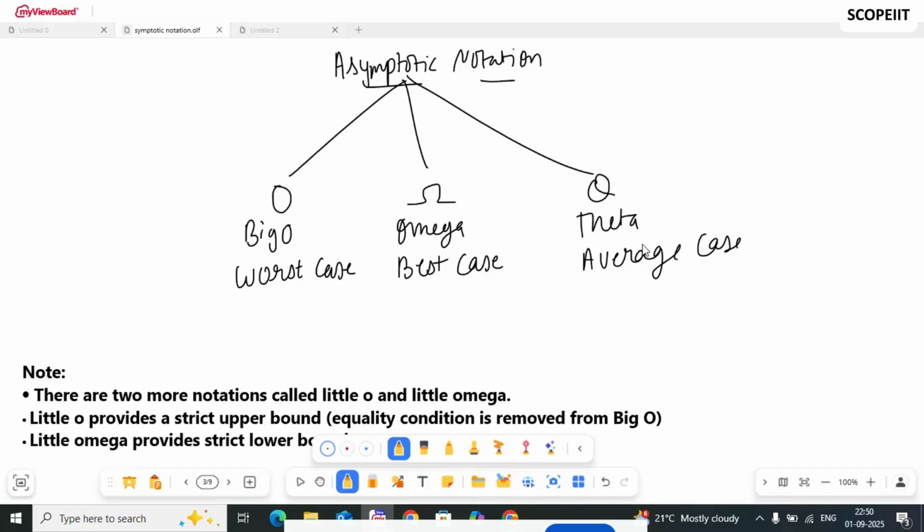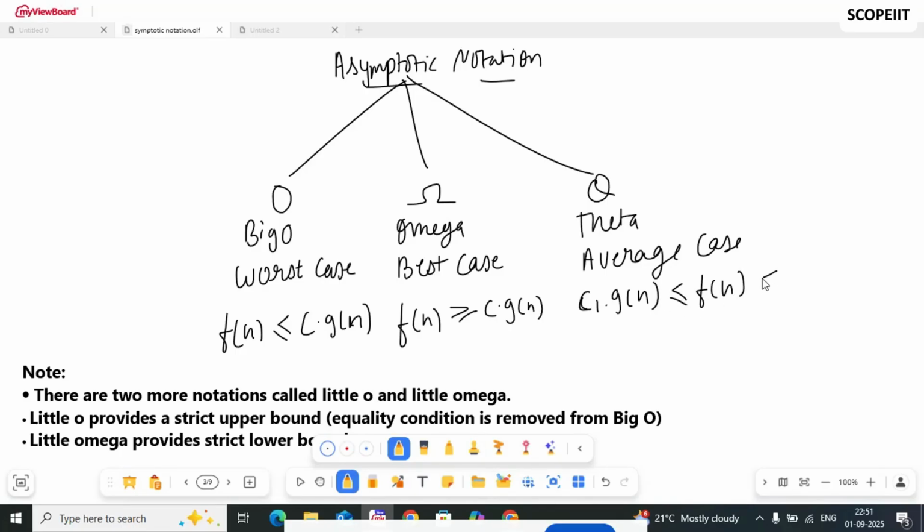Other than that, you also have to remember the equations, which are very important for you. For big O notation, the equation is f(n) should be less than or equal to c·g(n). Similarly, the equation for best case is f(n) should be greater than or equal to c·g(n). Then the equation for theta case is c1·g(n) should be less than or equal to f(n), which should be less than or equal to c2·g(n).